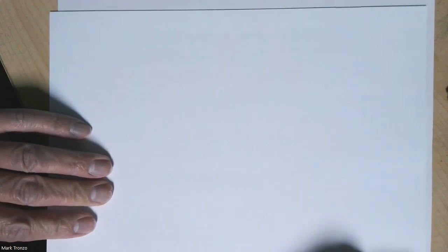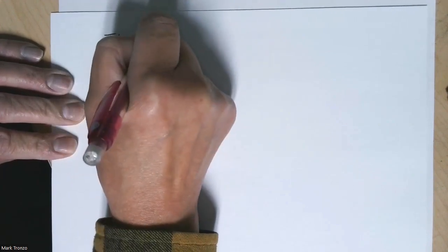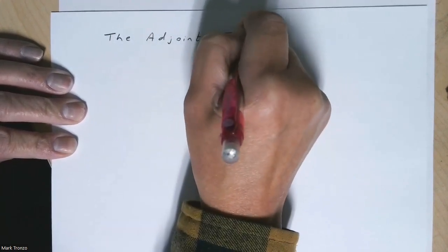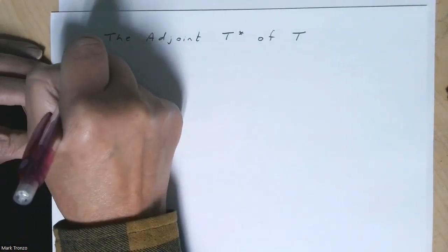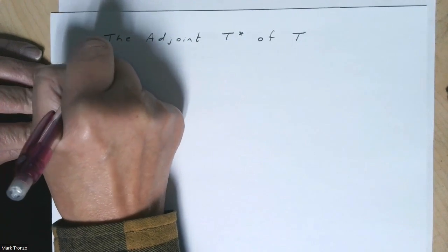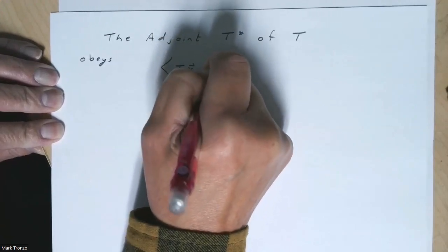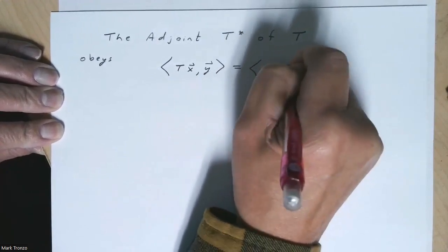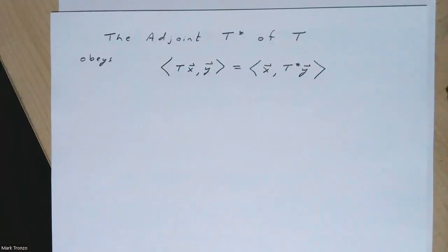So the most important thing to come out of all of this is that the adjoint T star of the linear operator T obeys this with the inner product: that we have the inner product of T(x) and y is equal to the inner product of x and T star (y), like that. This will be used over and over again in linear algebra.